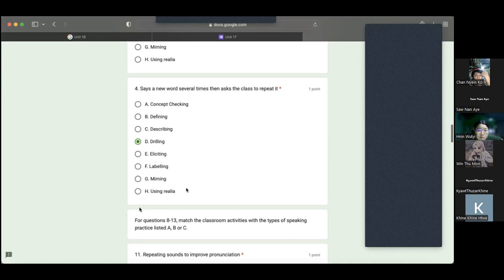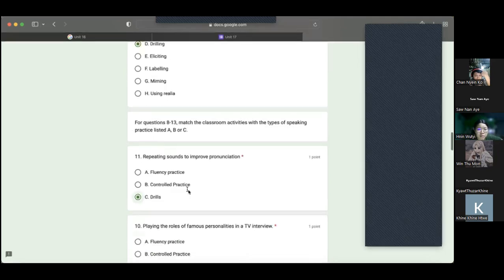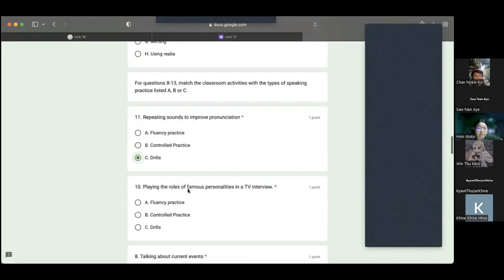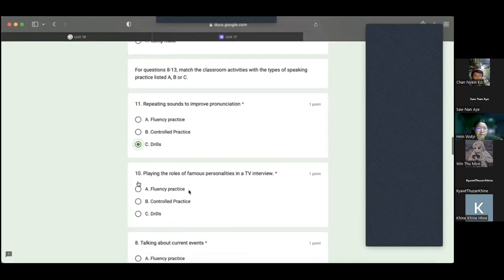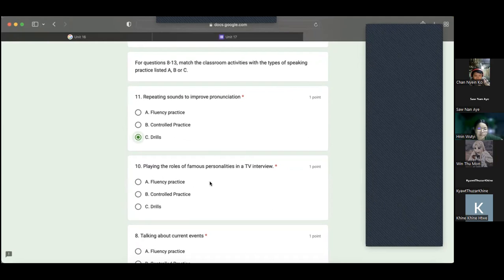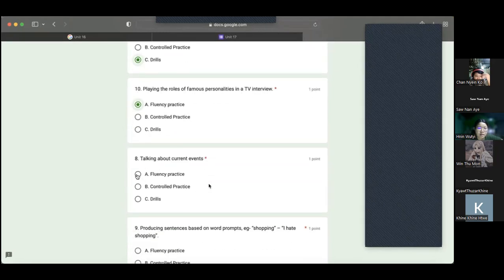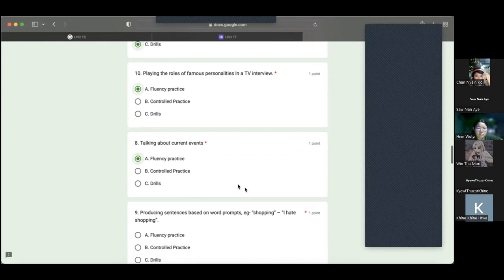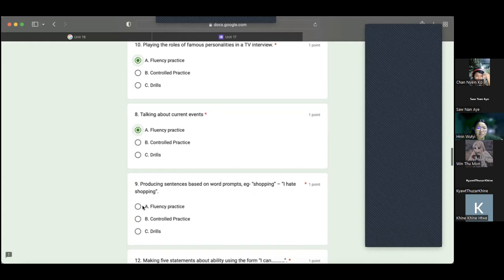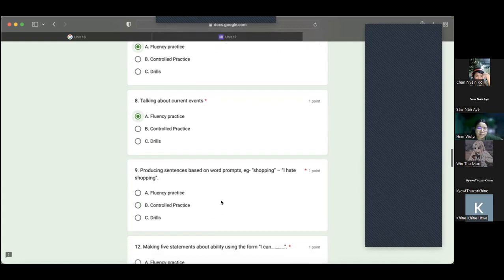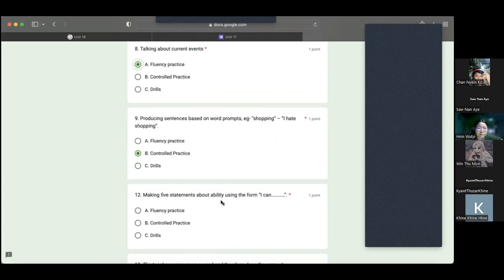Repeating new words and sounds to improve pronunciation is drills. And then playing the roles of famous personalities in a TV interview is fluency, right? Yes. And then talking about current events is fluency. Production analysis of the controlled practice. B. We are making 5 statements about ability using I can. Controlled practice. Yes, and then the teacher pronounces a word and the class repeats, the same drill.